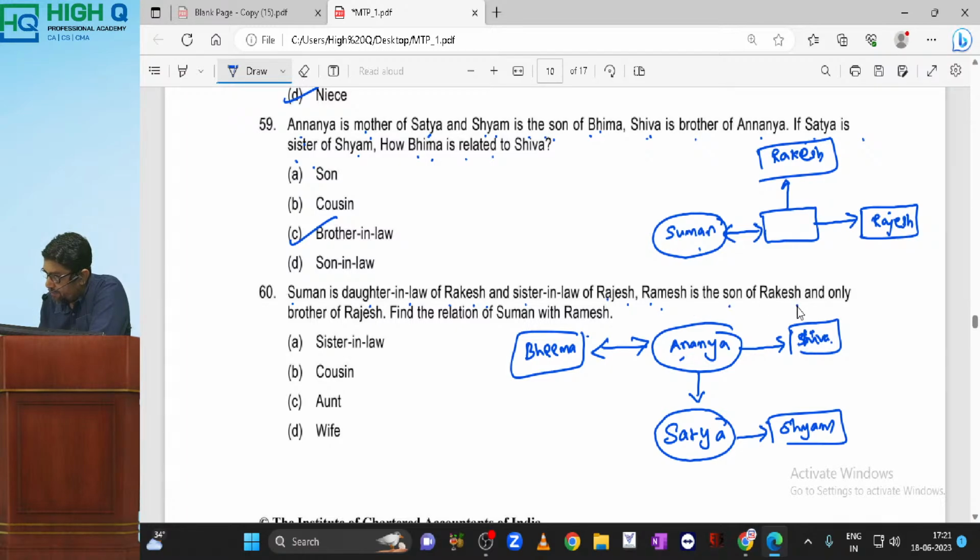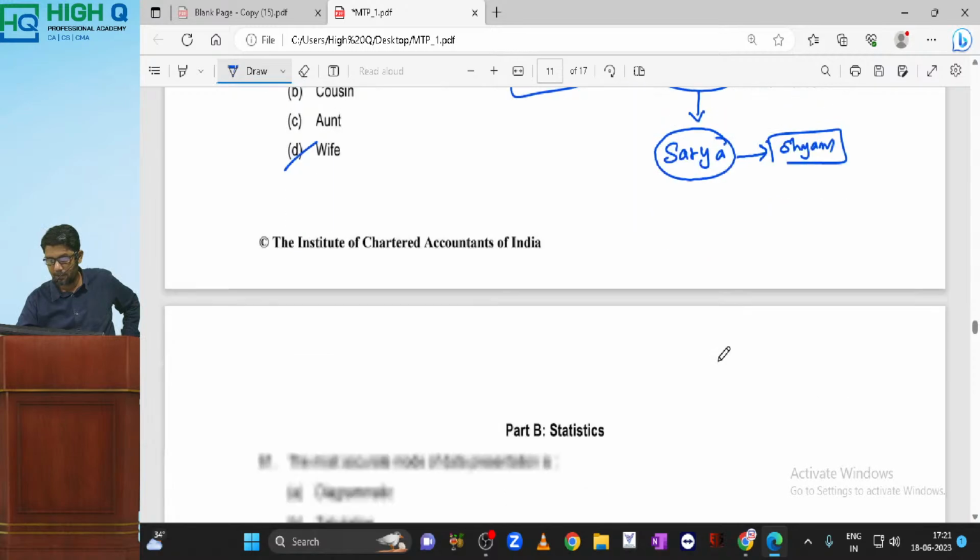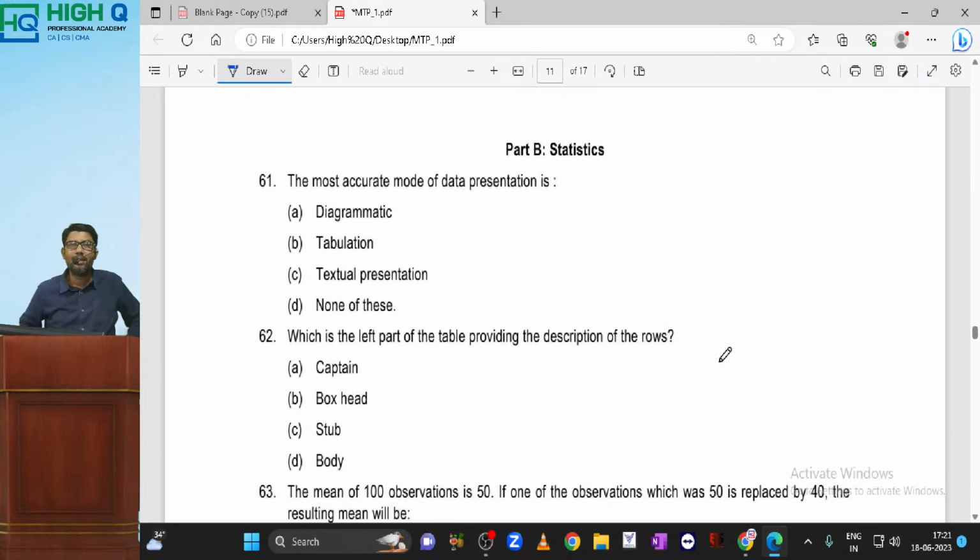Ramesh is the son of Rakesh and only brother of Rajesh. That means this is nothing but Ramesh. Find the relation between Suman with Ramesh. Who is Suman for Ramesh? Wife. Why are people thinking too much? So, that's all with logical reasoning also.